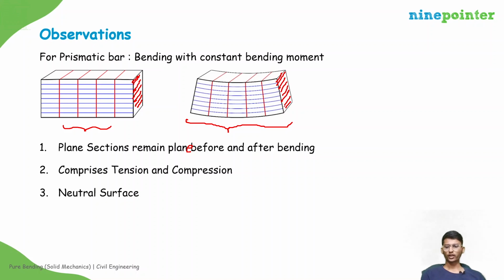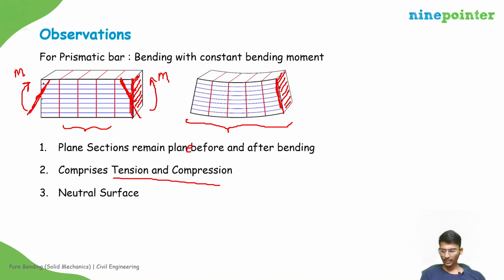Let us go to the next point: comprises tension and compression. If you observe this plane section, initially the line is like this. After the deformation, the line became something like this. If you apply bending moments like this, the curvature will go upwards, and this line will become like this. Initially the particles are here, now they have gone to here.